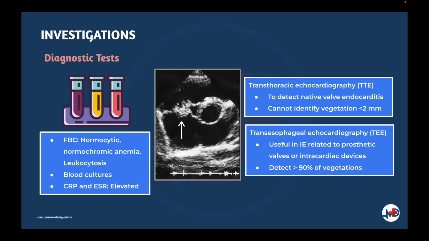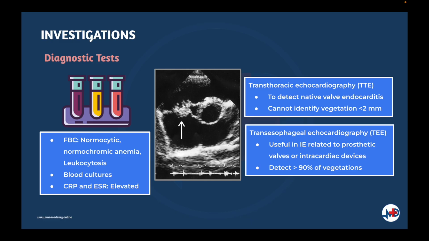For imaging tests, echocardiography can be used to confirm or rule out the diagnosis, as well as to evaluate complications and prognosis. Transthoracic echocardiography can be used to detect native valve infective endocarditis, but it cannot identify vegetations that are less than 2 mm in size. On the other hand, transesophageal echocardiography is useful in infective endocarditis related to prosthetic valve or intracardiac devices. It can detect more than 90% of the vegetations present.